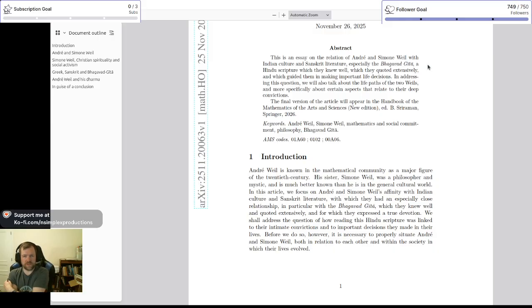A final version of this article will appear in the Handbook of the Mathematics of Arts and Sciences, new edition, edited by Sriraman and Springer, 2026.